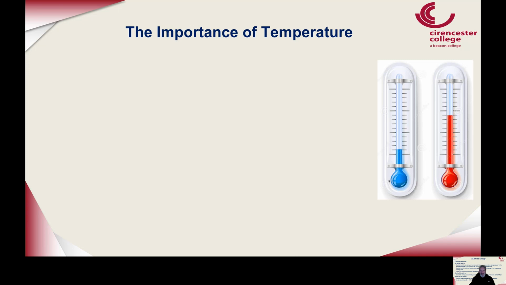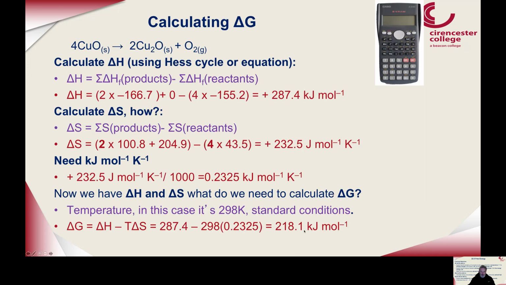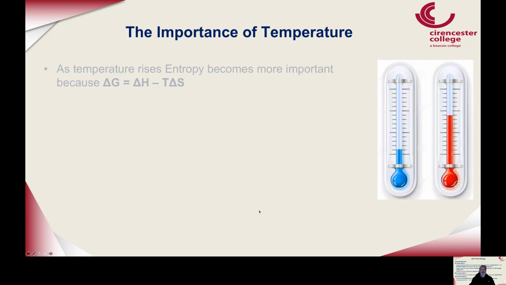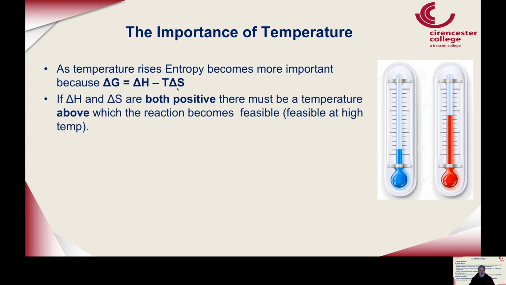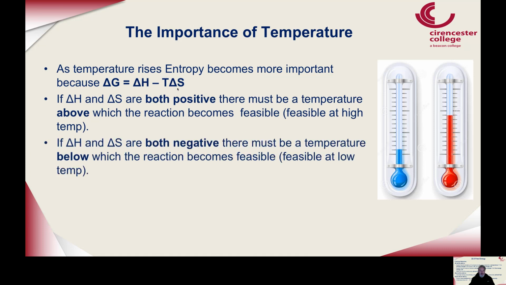As the temperature rises, at the moment that does not seem feasible. But potentially it could be feasible if this becomes larger, if the temperature becomes larger. So as temperature rises, entropy becomes more important because the entropy is multiplied by the temperature. So if the temperature goes up, this whole term, T delta S, becomes larger. So if delta H and delta S are both positive, there must be a temperature above which the reaction becomes feasible at high temperature. If delta H and delta S are both negative, there must be a temperature below which it becomes feasible.